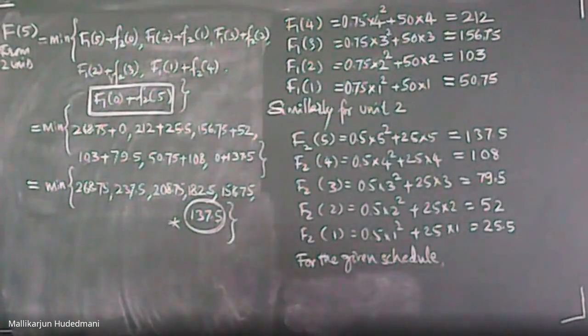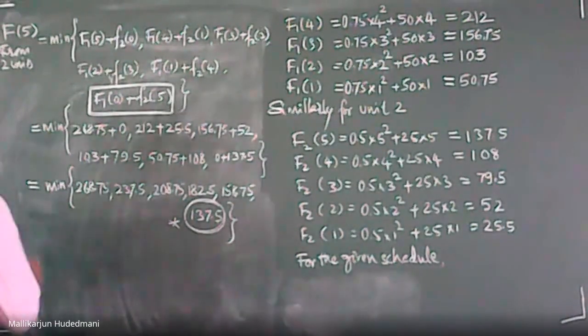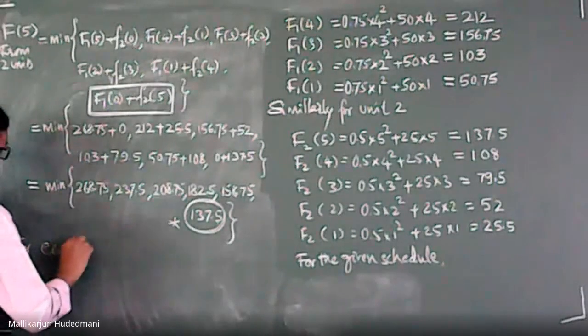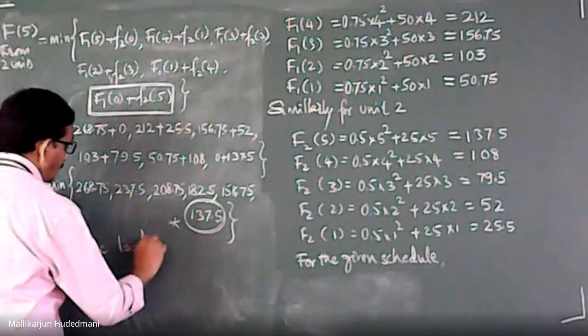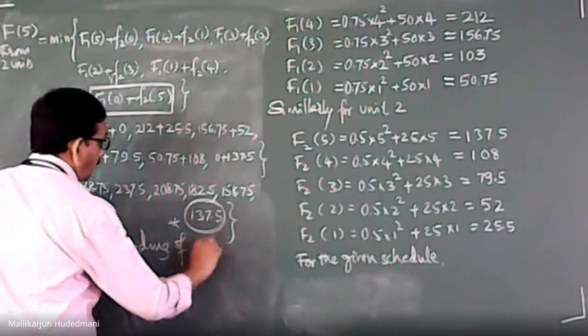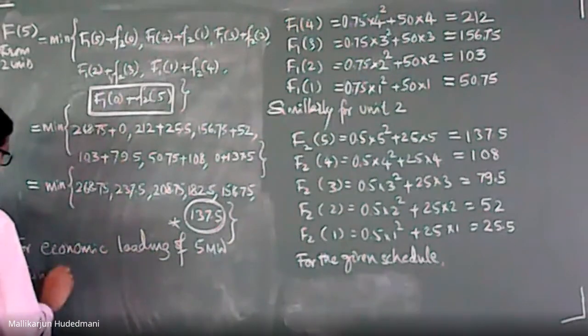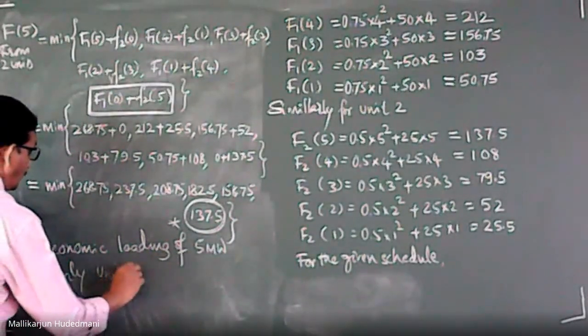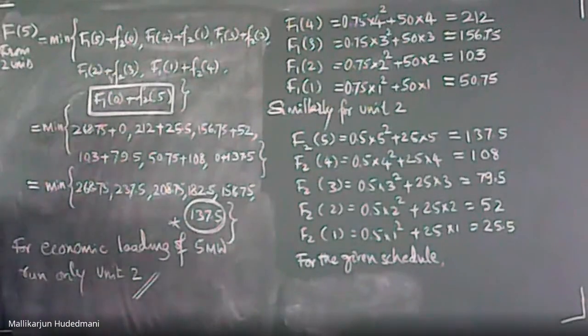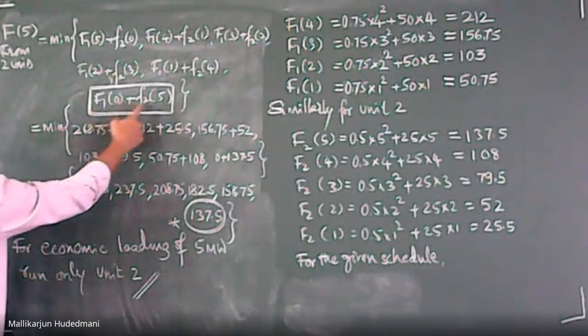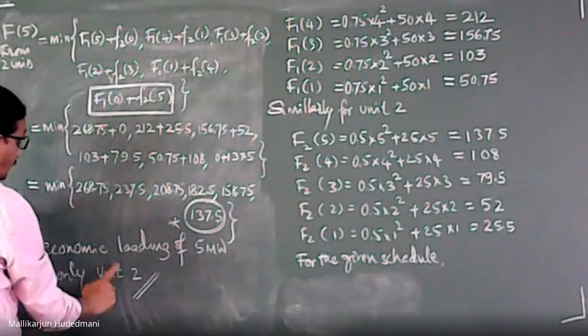What is the solution? Highly economical scheduling of 5 megawatt from these 2 units is possible only when I load unit 2 with the entire demand. The entire demand I should put on machine 2 only, then only highly economic scheduling is possible. Therefore, that's possible for economic loading of 5 megawatt, run only unit 2. You can see F1 must be 0, F2 must be 5. So it must be with only unit 2 operating for your demand.